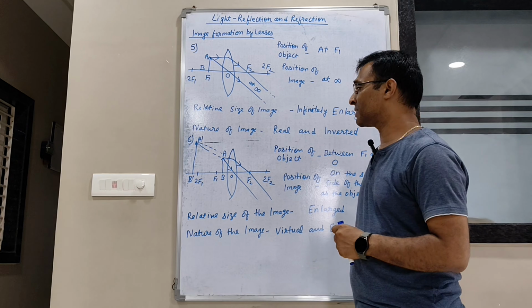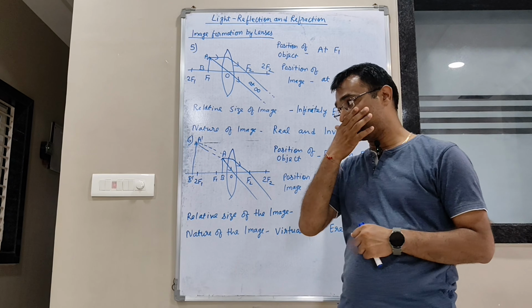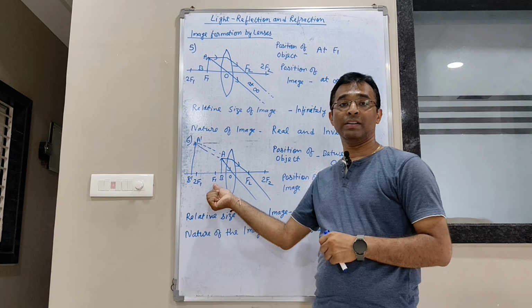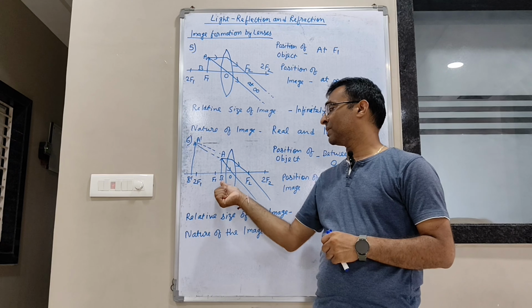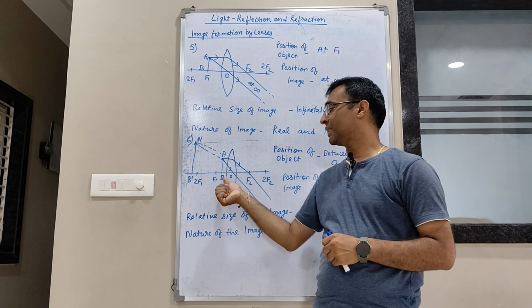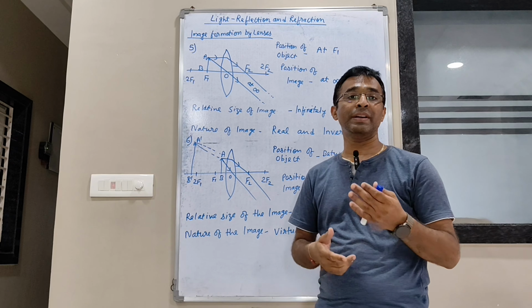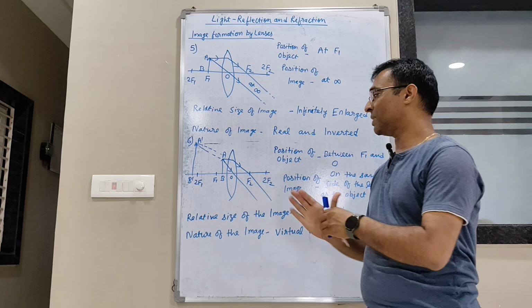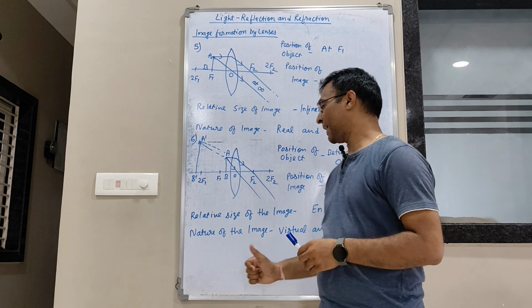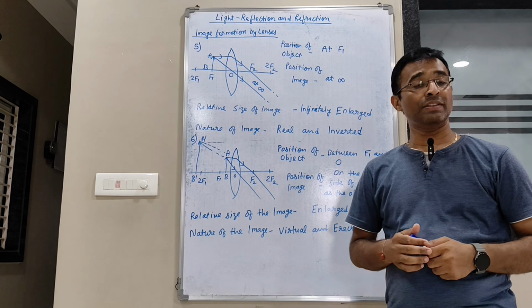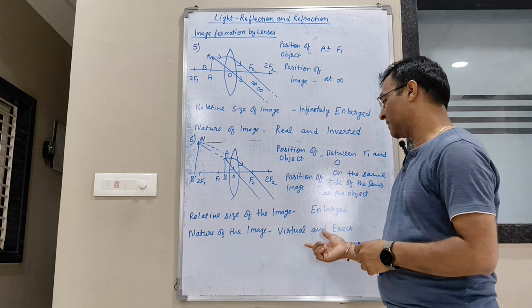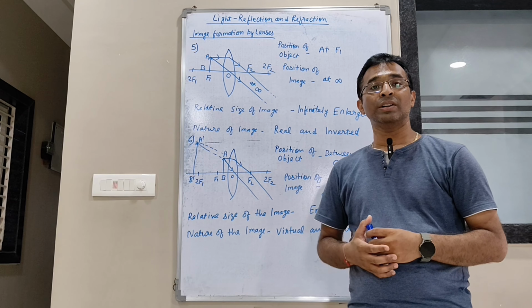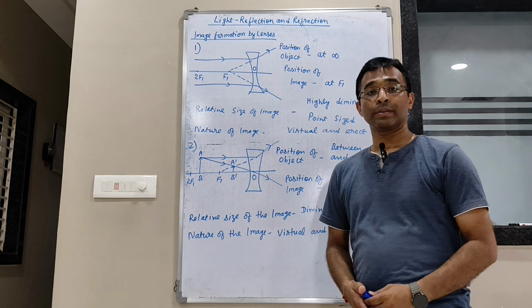Coming to the sixth case, the last case of the convex lens, is when the object is placed between the optical center and F1. As we place the object between the optical center and F1, the image formed will be virtual and will be beyond 2F1, that means on the same side of the lens, and the size of the image is enlarged and the nature is virtual and erect.